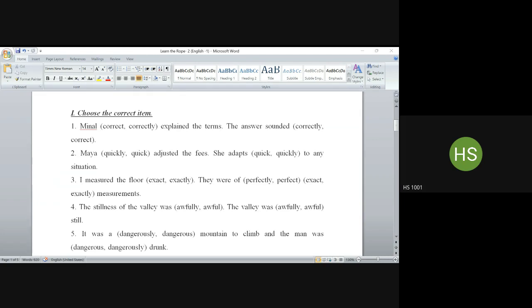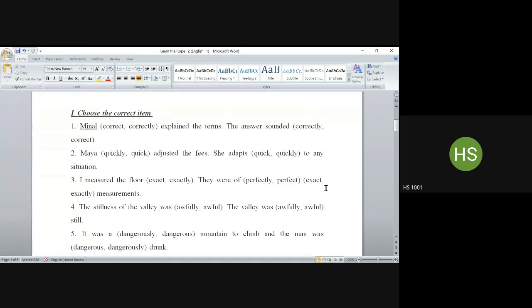Okay. What's the next one? I measured, third one. I measured the floor exactly. They were of perfectly exact measurements. The first one, I measured the floor exactly. It's about how did you measure. So exactly, correct. They were of perfectly exact measurements, right? See this? Why perfectly?